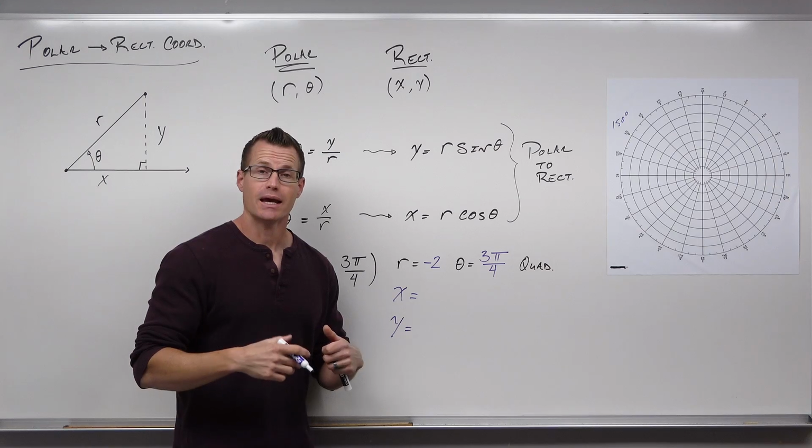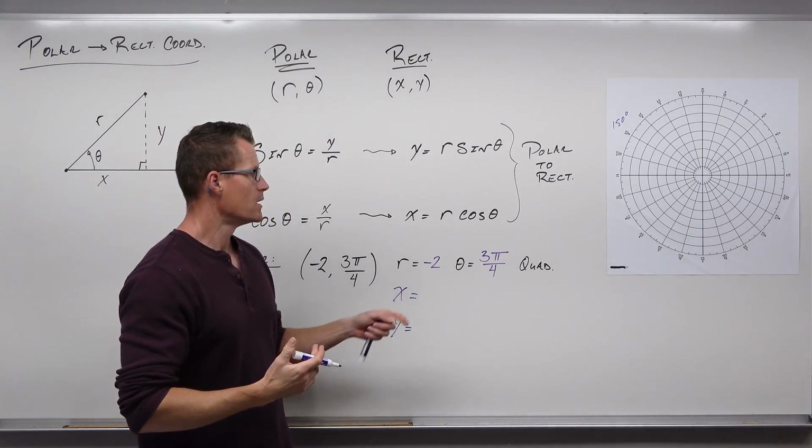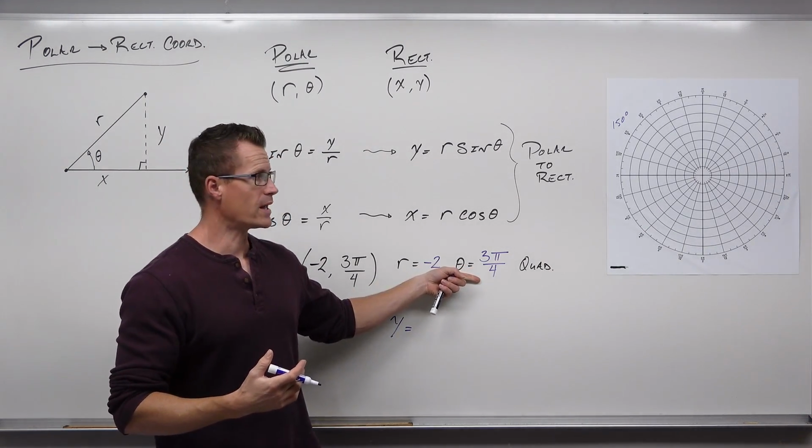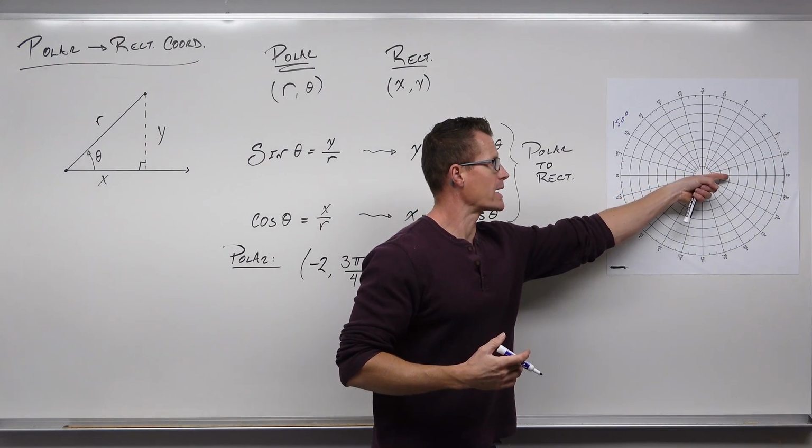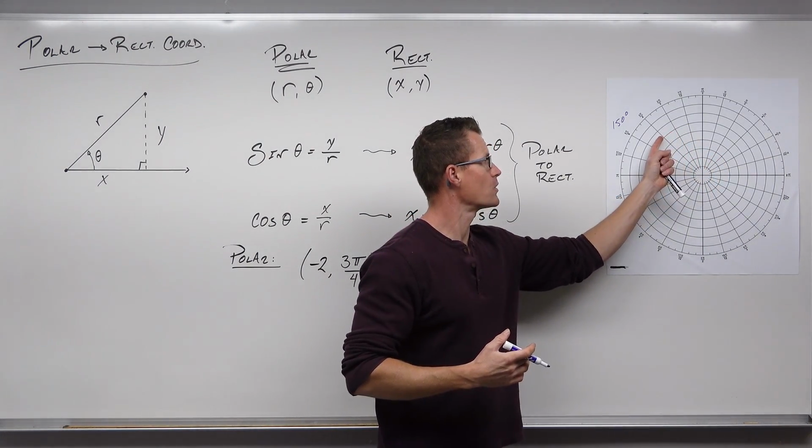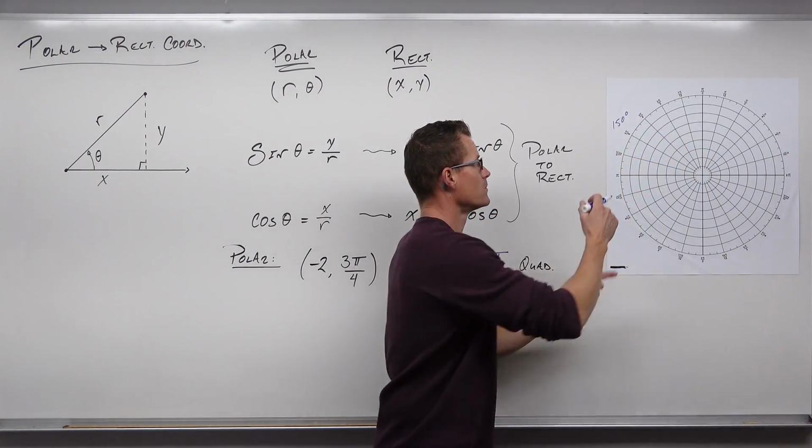Spend just a second and figure out what quadrant that's in. So positive 3 pi over 4 for an angle says from our polar axis we're going 1, 2, 3 pi over 4, that's right here.